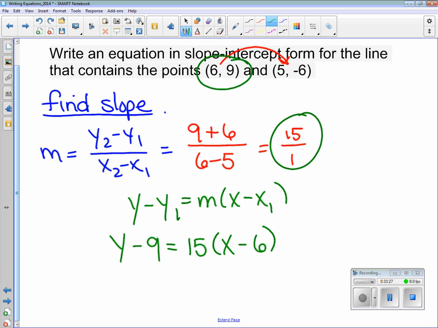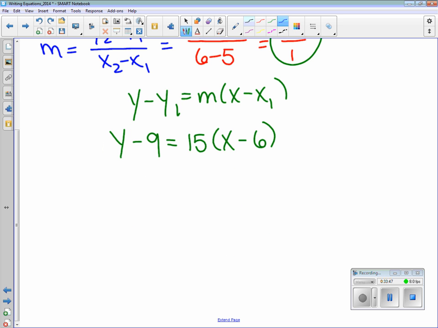Now, am I done? If it just said write an equation, would I be done? Yes, because it is an equation. But because it asked you to write it in slope-intercept form, we have a little bit of work to do. So what do I need to do here? Distribute the 15 and add the 9. Good. So I'm going to say 15x minus, ooh.